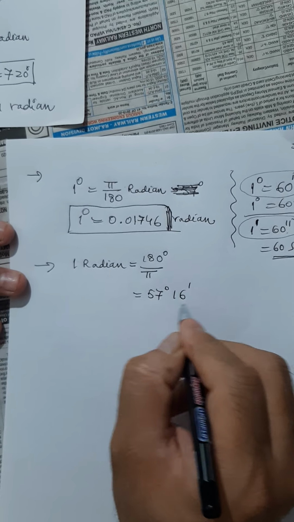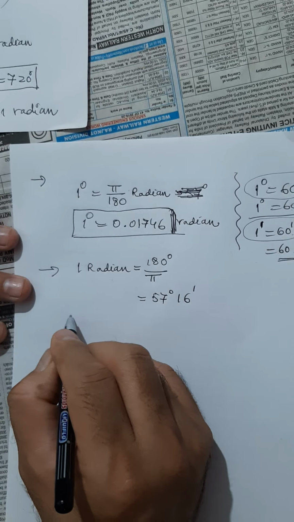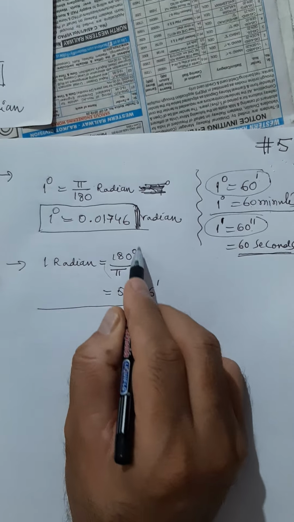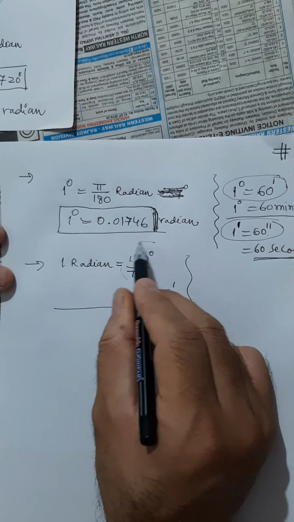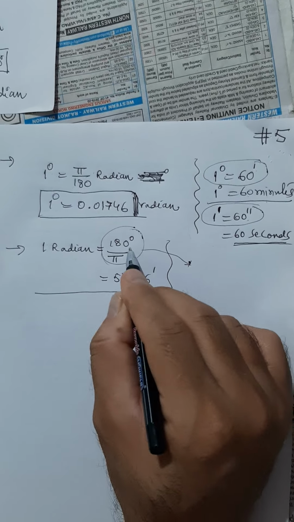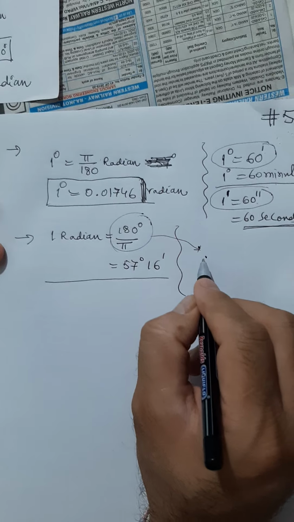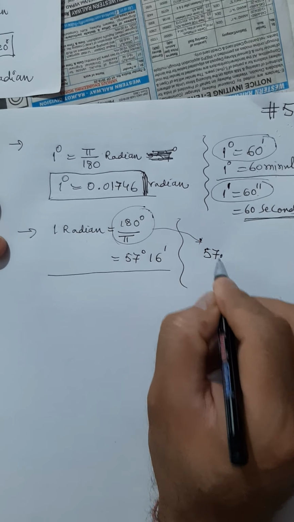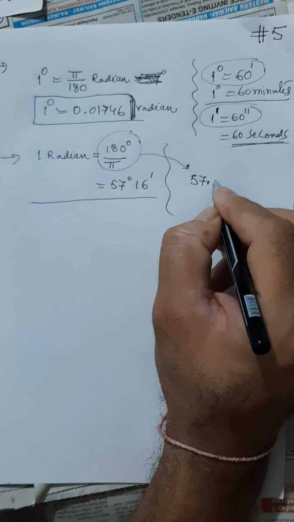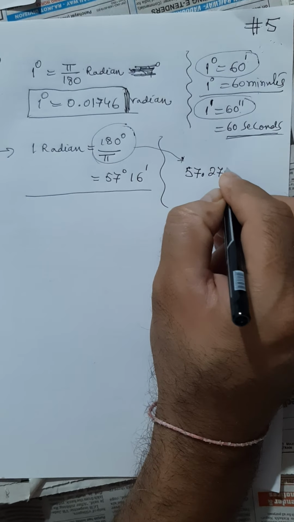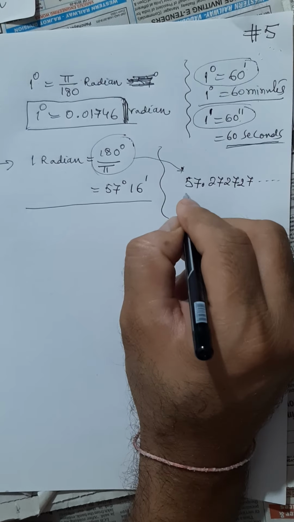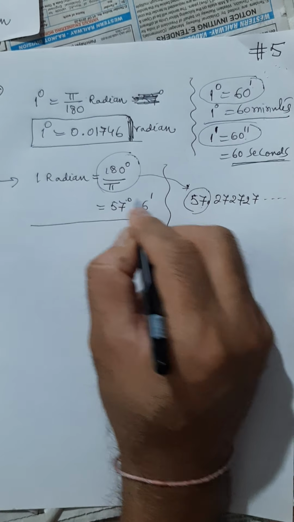I'll tell you how we get this. We have such questions in exercises, you will see. If I do 180 by pi, let me show here. If you use a calculator, you will get 57.272727, something like this. Use a calculator, you will realize. So this is 57 degrees.